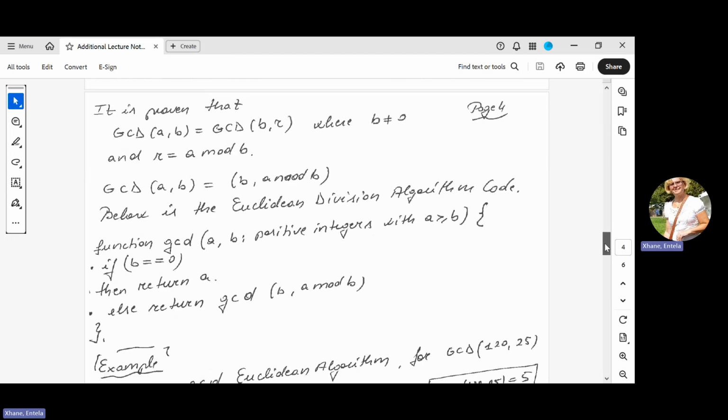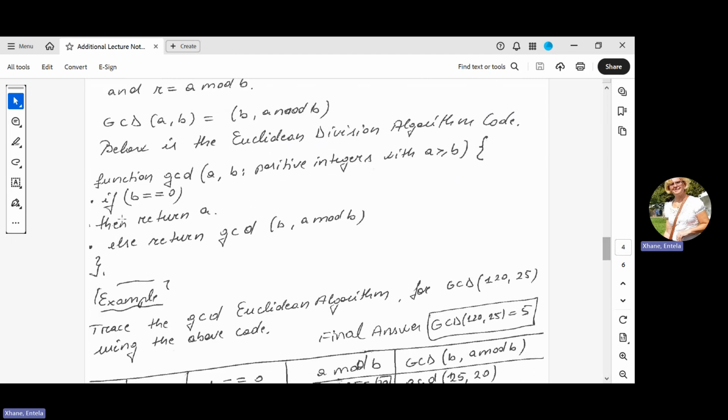So this is the Euclidean division algorithm code. You find the GCD, the greatest common divisor, between A and B. Both A and B are positive integers. A must be greater than or equal to B, otherwise the division is not possible. Remember, A is the dividend, B is the divisor, so if B is bigger than A, you get the quotient 0. So it is required that A is greater than or equal to B.